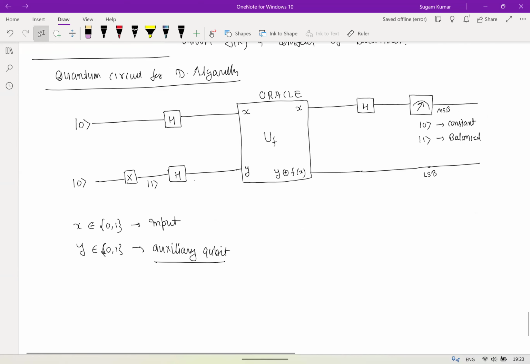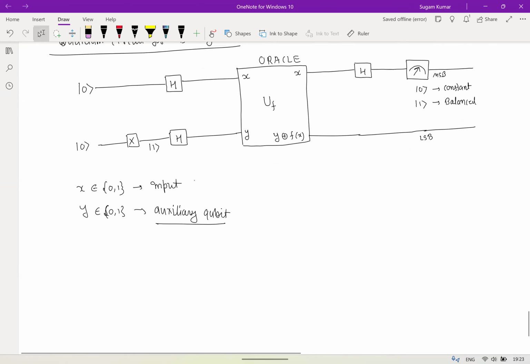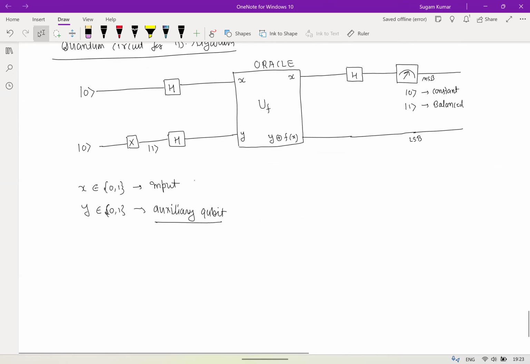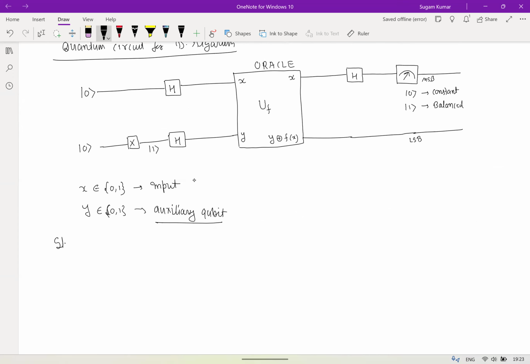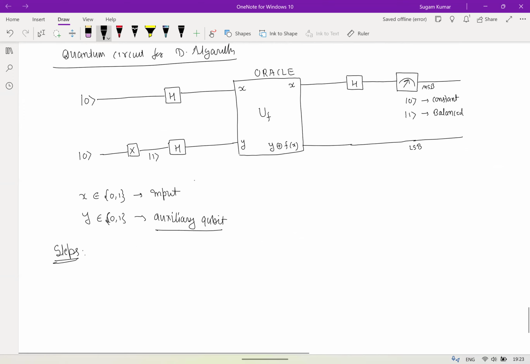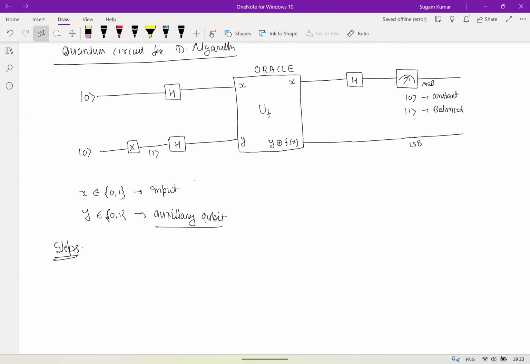So the steps are what? Okay, so let's look at the steps. First, let's understand what is happening here step by step, and then I will discuss in detail. In the first step, you prepare the initial states.